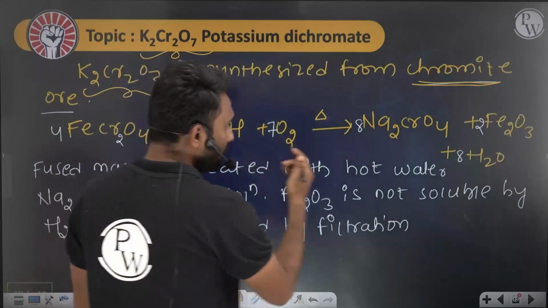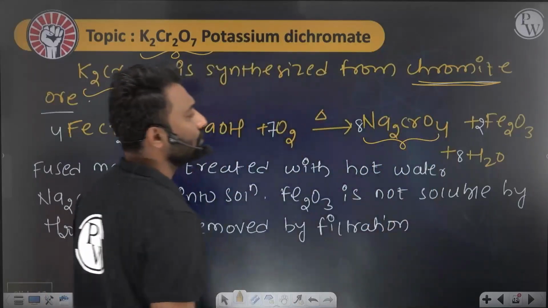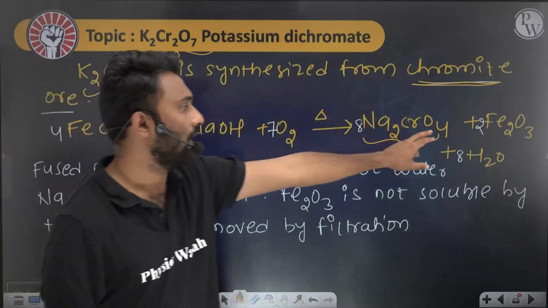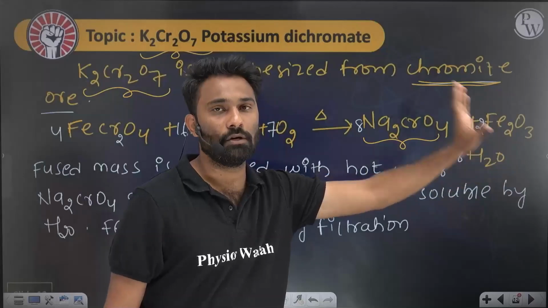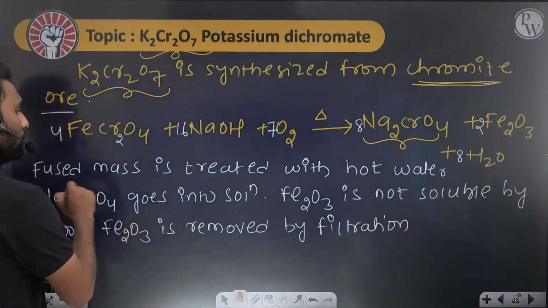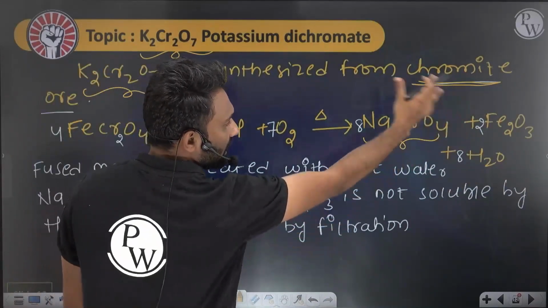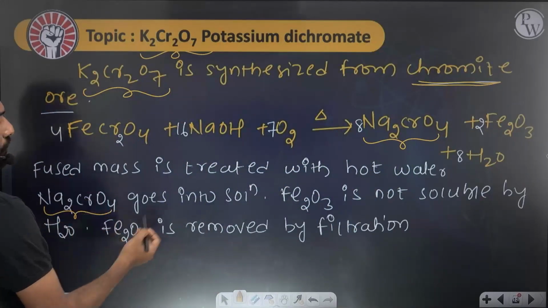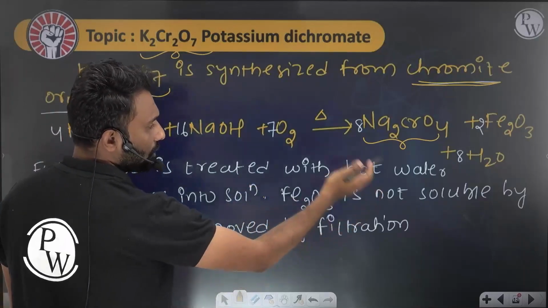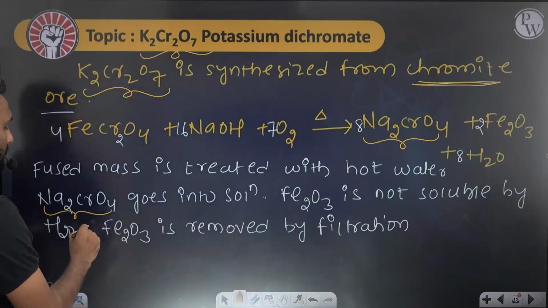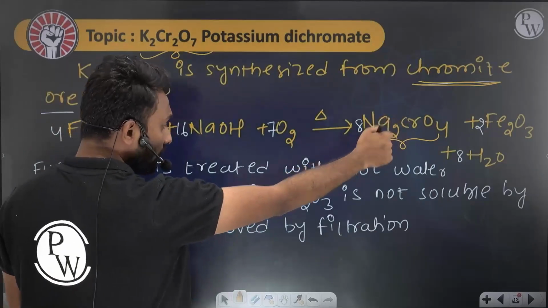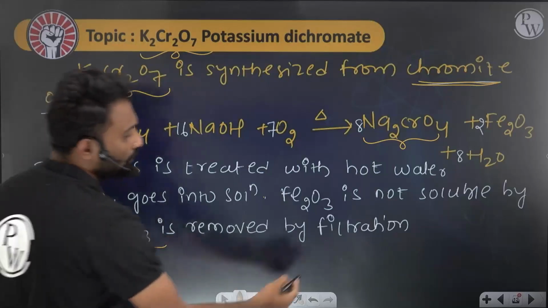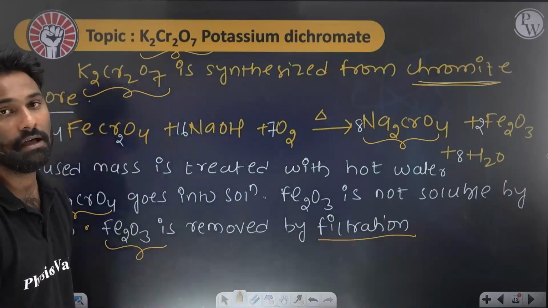Now what comes? Na2CrO4. Look here, the fused mass is Na2CrO4 and Fe2O3 plus 8O2, 8H2O. See, the fused mass is treated with hot water. Now Na2CrO4 goes into the solution and Fe2O3 is not soluble in H2O. This Fe2O3, ferric oxide, will not be soluble in the water. That's the reason ferric oxide is removed by the filtration.